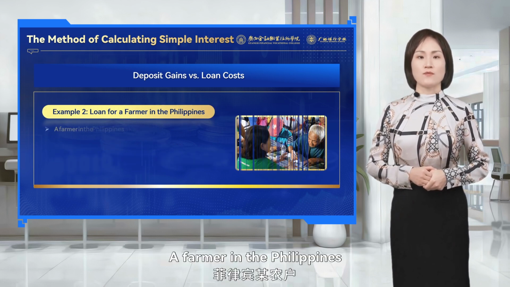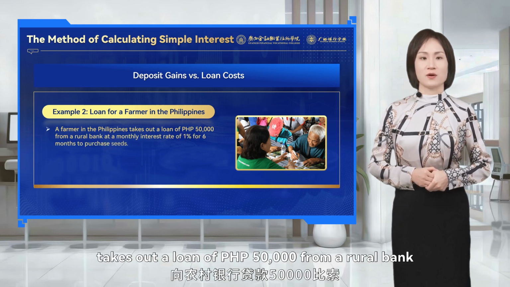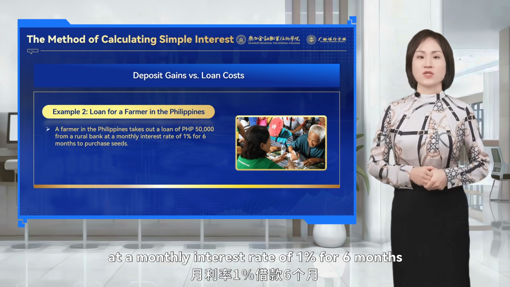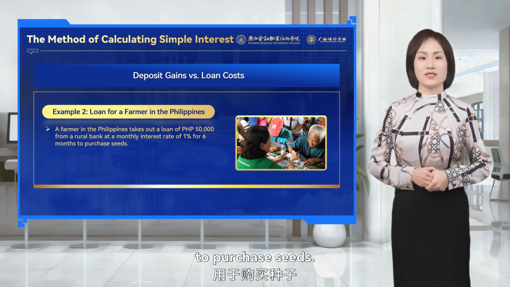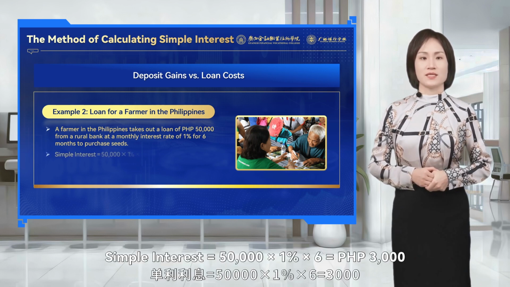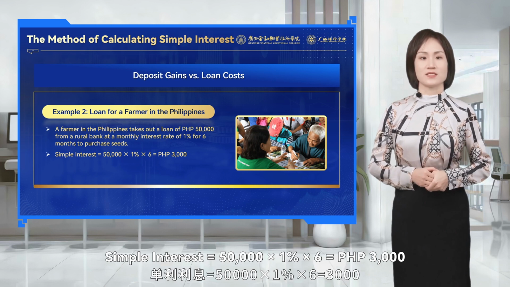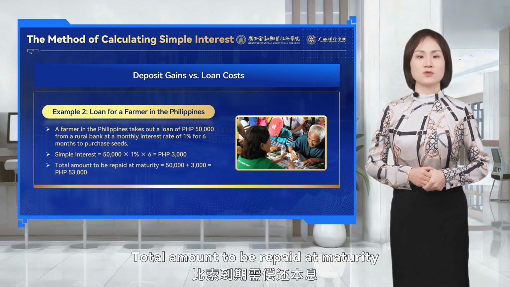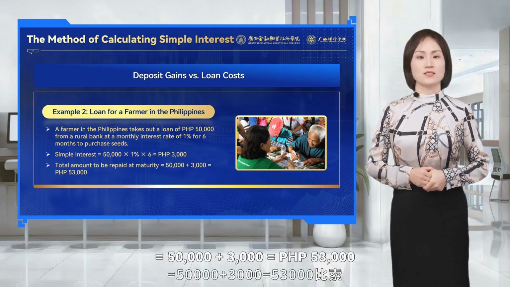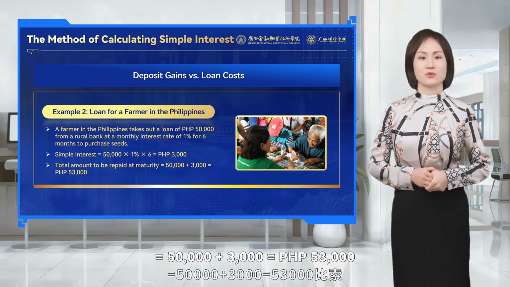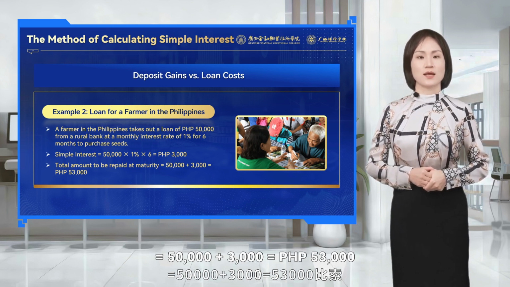Example 2. A farmer in the Philippines takes out a loan of 50,000 Philippine pesos from a rural bank at a monthly interest rate of 1% for 6 months to purchase seeds. Simple interest equals 50,000 times 1% times 6, which is 3,000 Philippine pesos. Total amount to be repaid at maturity equals 50,000 plus 3,000, which is 53,000 Philippine pesos.